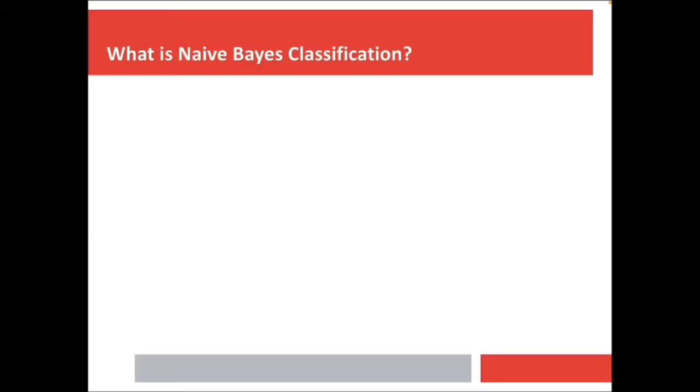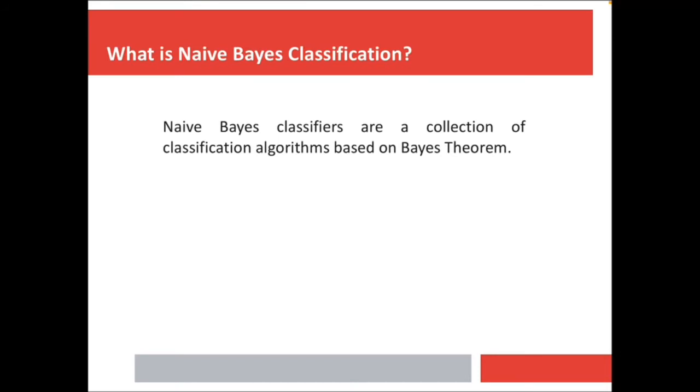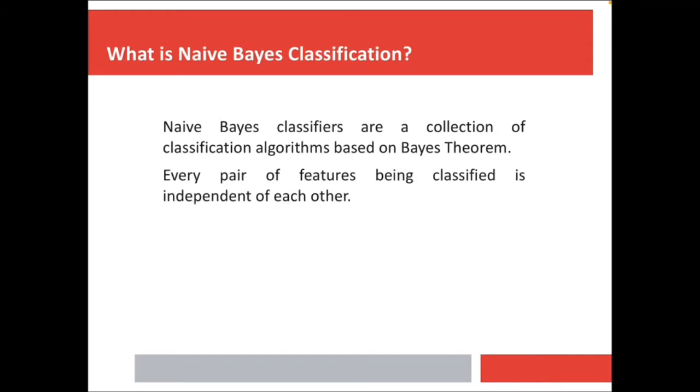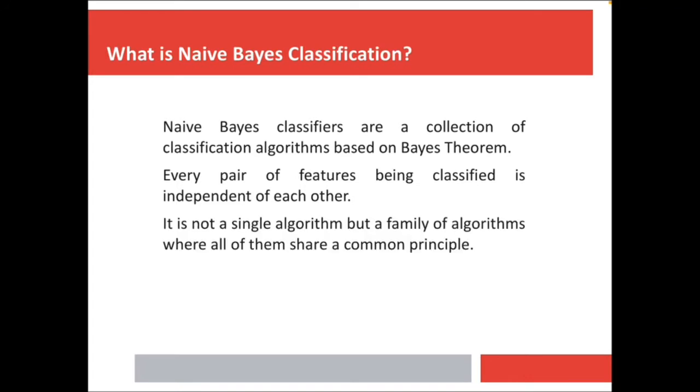What is naive Bayes classification? Naive Bayes classifiers are a collection of classification algorithms based on Bayes theorem, the concept behind Bayes theorem. Every pair of features being classified is independent of each other. I will show you the features and how they are independent of each other. It's not a single algorithm but a family of algorithms where all of them share a common principle.